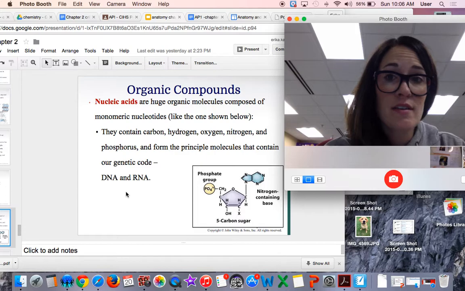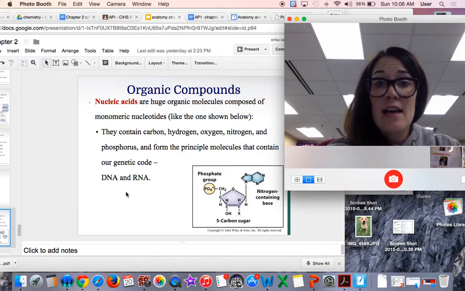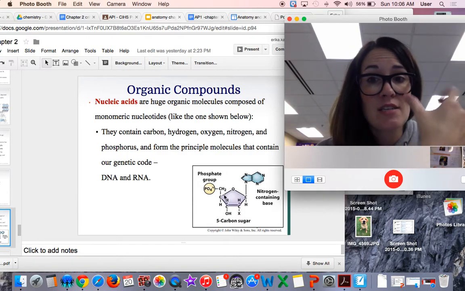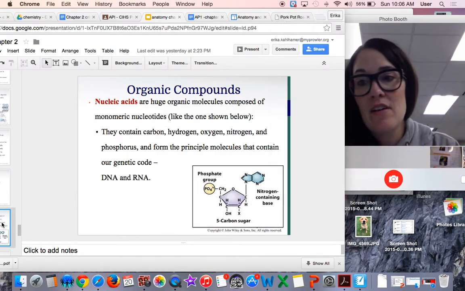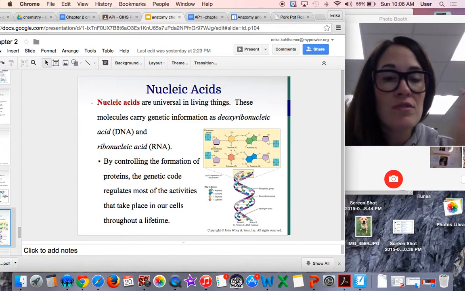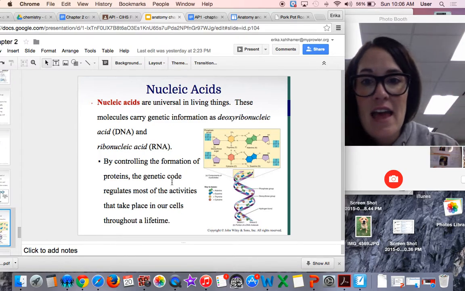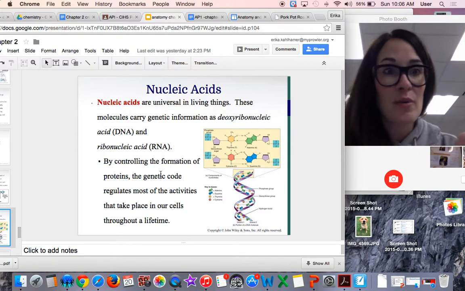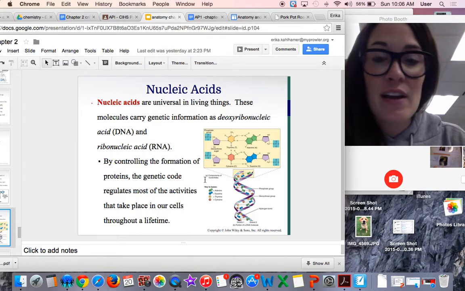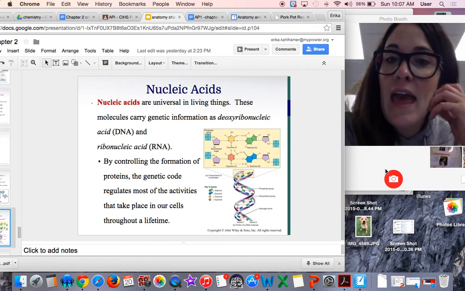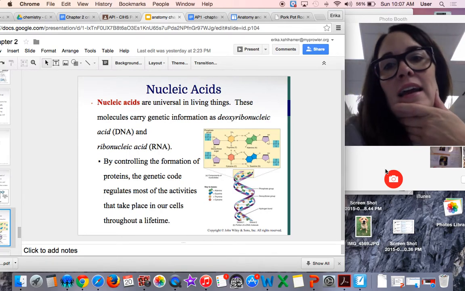And these, of course, you remember from biology, are the principal molecules in your genetic code: DNA, deoxyribonucleic acid, and RNA, ribonucleic acid. They carry genetic information, both DNA and RNA, and they control the formation of the proteins, like we just got talking about. Your proteins do the work along with your cells. The proteins are in the cells, of course, and the DNA and RNA control that.